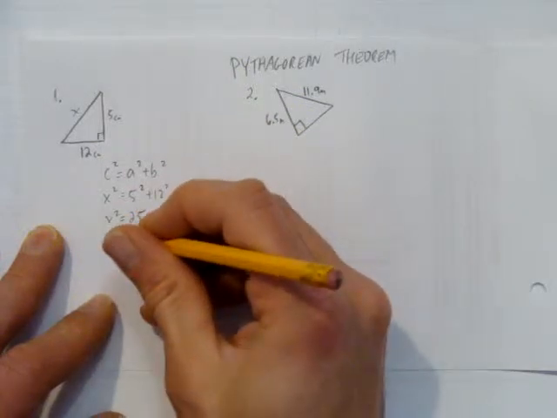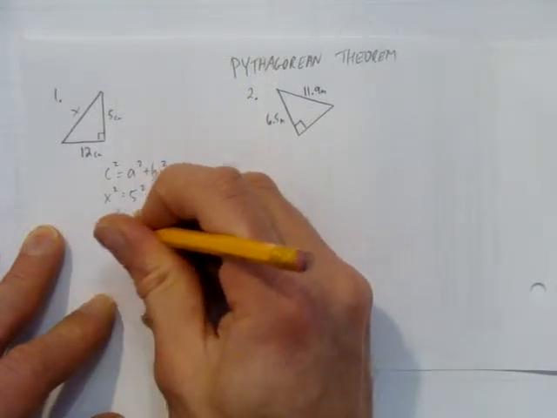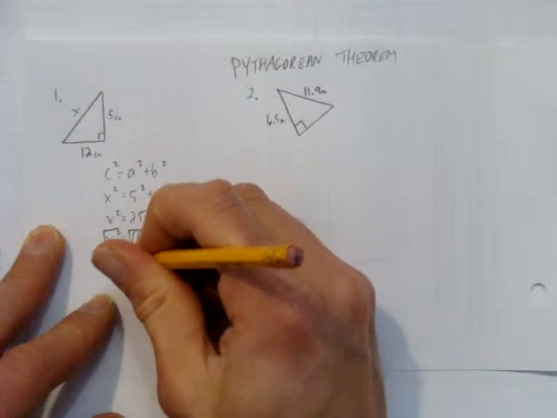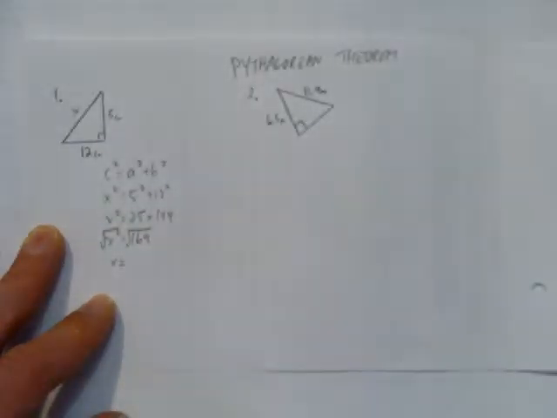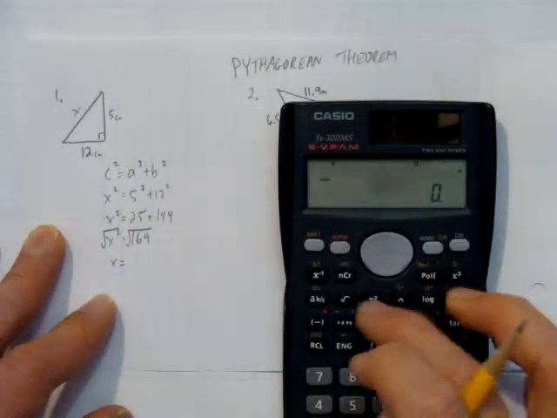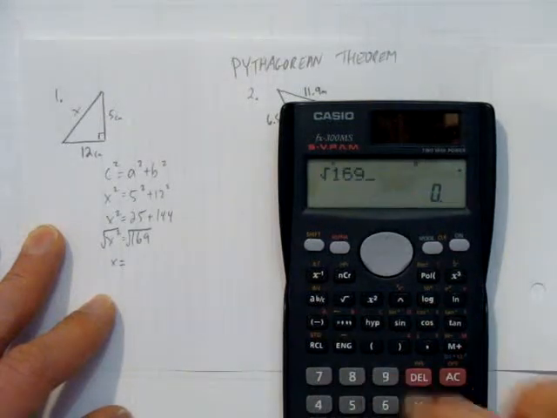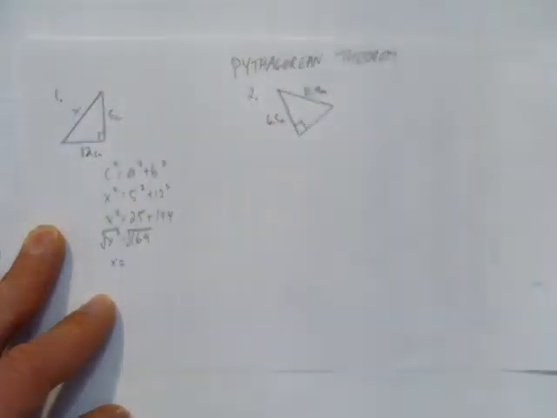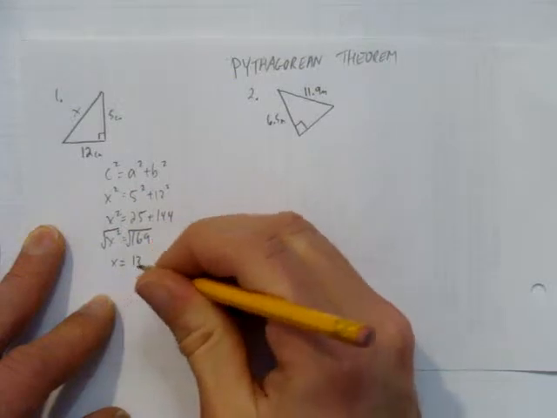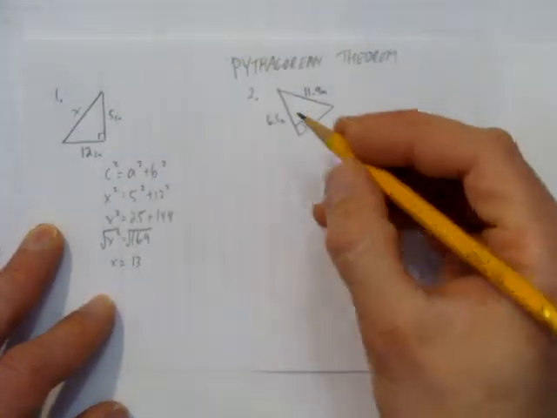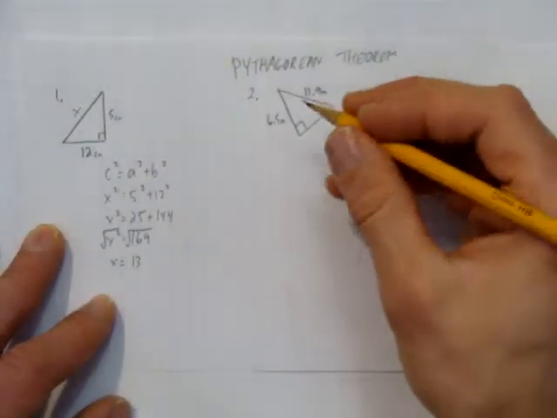How do you solve a square? What's the opposite of squaring? Square root. So we'll square root both sides, and we get x equals, you might be able to do that in your head, but if you can't, square root of 169, you get 13. So x equals 13. If this were a word problem, we'd put a word answer, but it's just a triangle which we were asked to solve.